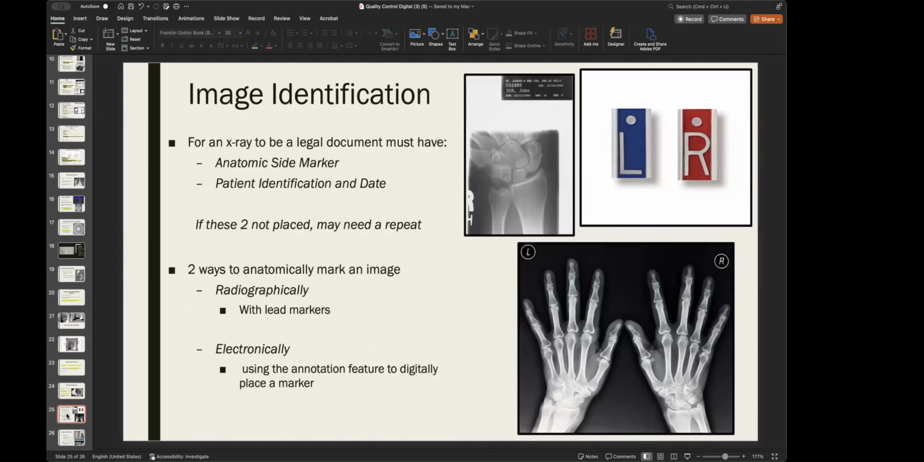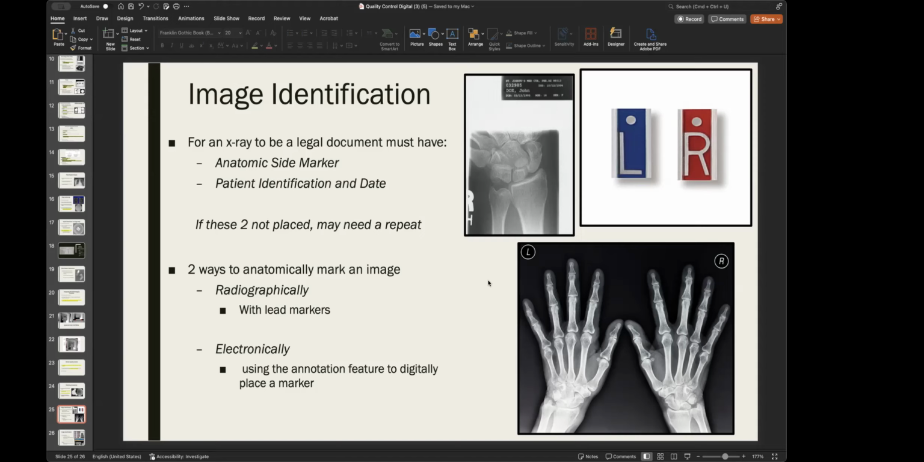And the last thing we're going to talk about today, guys, is going to be this aspect here, okay? This aspect here is image identification. For an image to be legal, it has to have a side marker, so a left or right marker, and a patient ID and date somewhere on that film. If these two things are not on your piece of film, you have to repeat the image, or you should repeat the image to keep yourself legal.